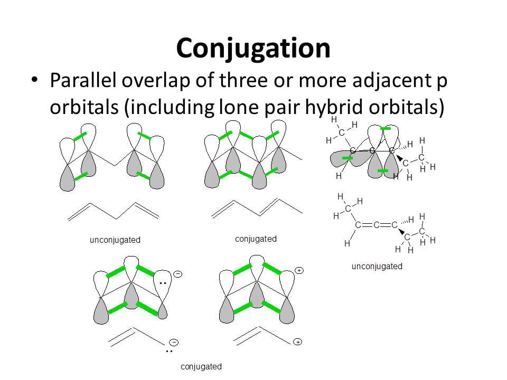And finally, in case 4, we have two examples of three parallel overlapping p orbitals. One is an anion, so there's a lone pair now as part of the conjugated system, and the other is a cation, so there's an empty p orbital as part of the conjugated system. So, three parallel overlapping p orbitals, all of which are adjacent to each other, allowing for conjugation.